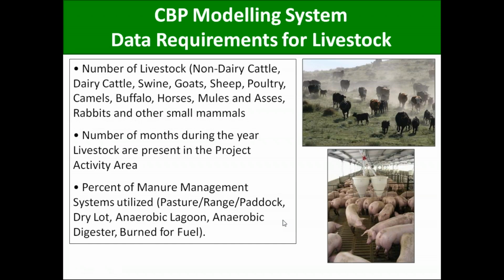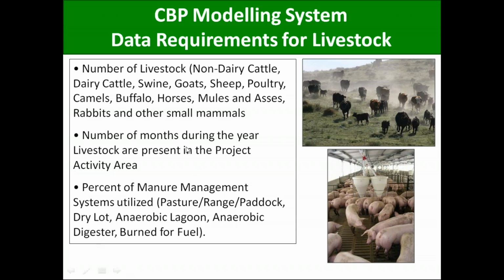For livestock, rather than saying area covered by livestock, we actually describe numbers of livestock, so numbers of heads, and then what type of livestock they are. So you'd say how many livestock you have and which of these different categories they are: dairy cattle, swine, goats, sheep, etc. You then also have to tell the system the number of months per year that the livestock are present in the project activity area. And this is to account for things like transhumance, nomadic systems, where people are bringing livestock into an area, they graze for part of the year and then they move on.